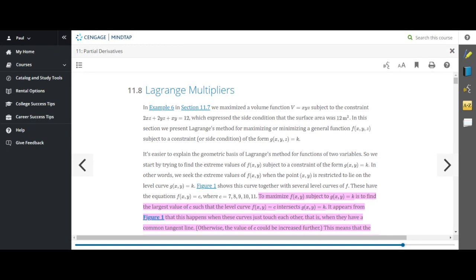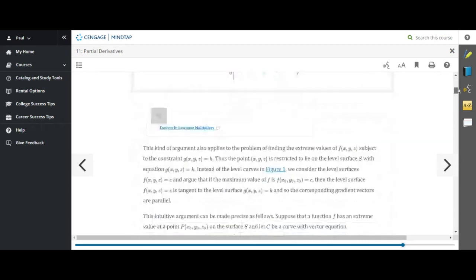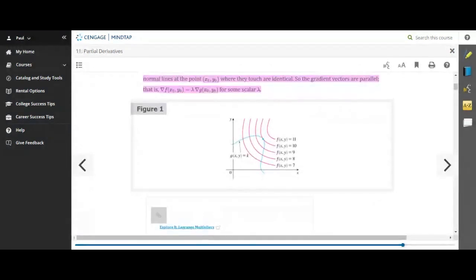That's really, to find that, we want to find the largest value of the function such that the level curve f of xy equals c. So we're finding the largest value of c such that the level curve f of xy equals c intersects the constraint curve. So what does this mean exactly? Let me go to the picture here. So this is what I'm talking about.